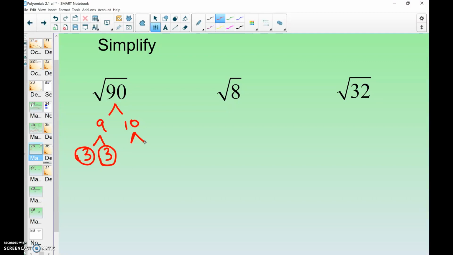10 I can split up into 1 times 10, but that doesn't help me because then I get a 10 all over again. But I could split up into 2 and 5. We talked about 2 as a prime and 5 as a prime because they don't split up into anything. Remember, it's got to be something I can multiply to get it. So that's my whole set of prime factors of 90.